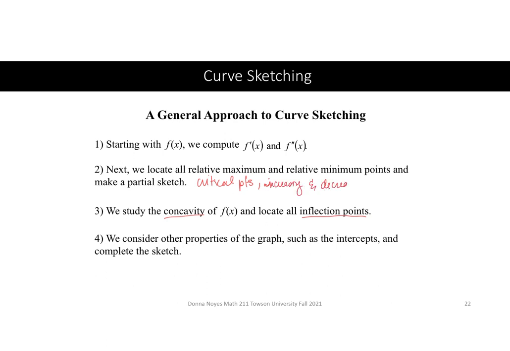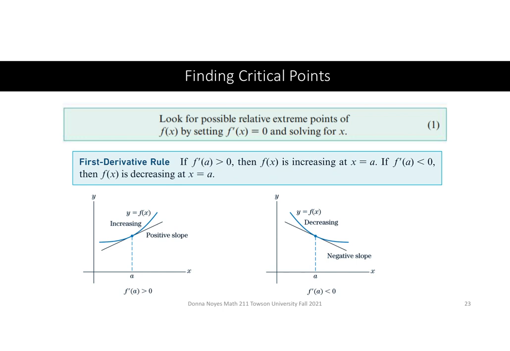This will help us begin to shape our curve, because if we have increasing and then decreasing, we know we have a max. And if we have decreasing, switching to increasing, we know we have a min. And then if we add concavity, where we know it looks like this, we know then that the shape of our graph starts to look like this. So the question is really, where do we begin?